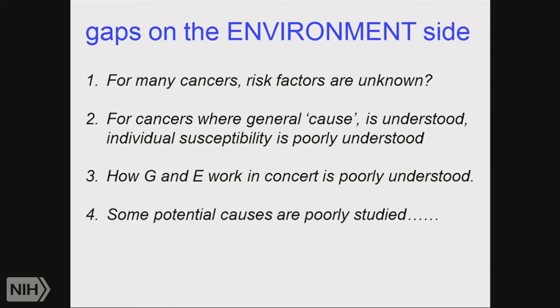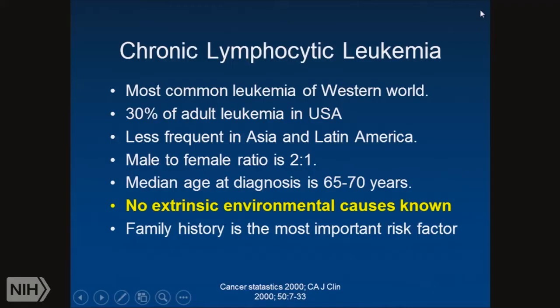So on the environmental side, for a number of cancers, we still know nothing about the risk factors. So we don't really understand much about the risk factors, for example, as I mentioned, chronic lymphocytic leukemia. Also, beyond a few risk factors, for example, for breast cancer, hormonal factors, and alcohol, we don't really understand the risk factors for many common cancers. So I mentioned breast, but really prostate's a better example. Age and family history, beyond that, not so much is known about the risk factors for prostate cancer. How genes and environment work together is not well understood. And many of the potential causes are poorly studied.